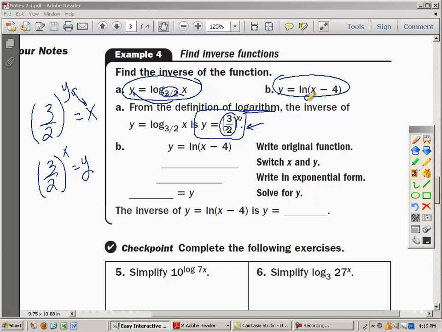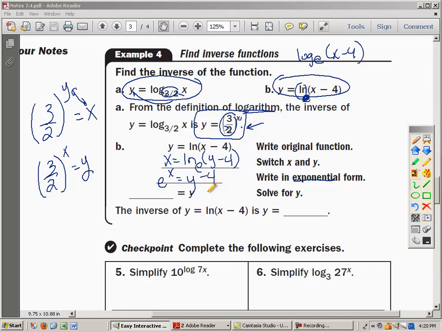So remember, this is base e. We're assuming there's an e in here. We don't write log base e of x minus 4. By using the natural log notation, we know that we're taking log base e. So if I want to switch my x and y around, this becomes x equals the natural log of y take away 4. Again, keep in mind my base is e, so I want to write it in exponential form. This becomes e to the x power is equal to y take away 4.